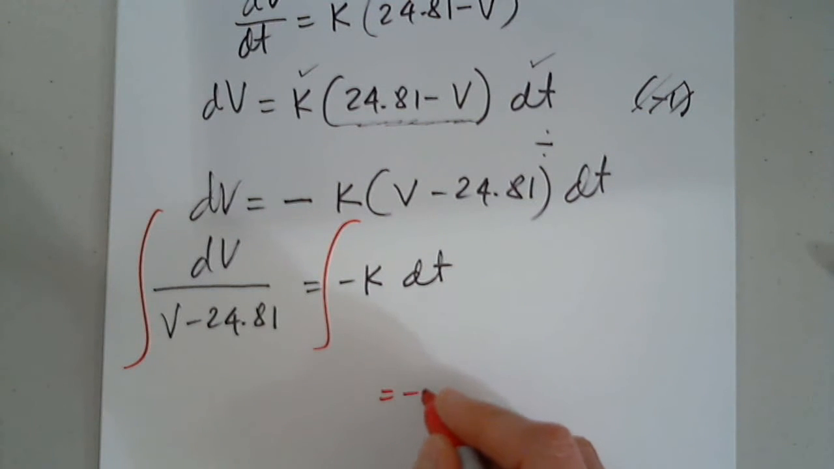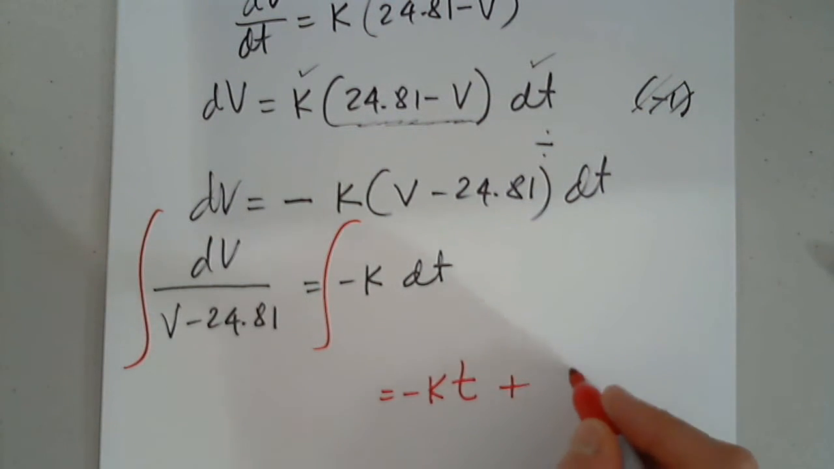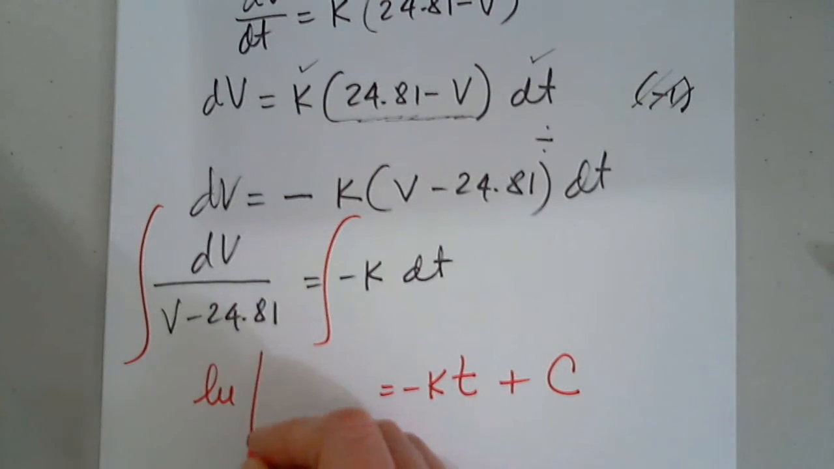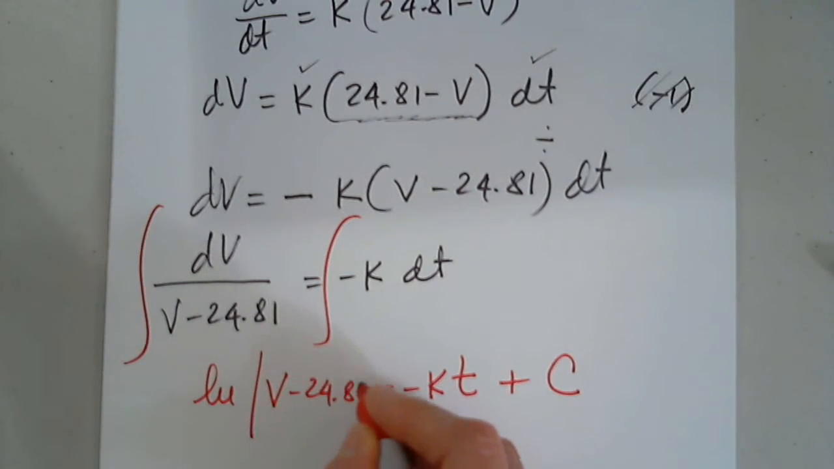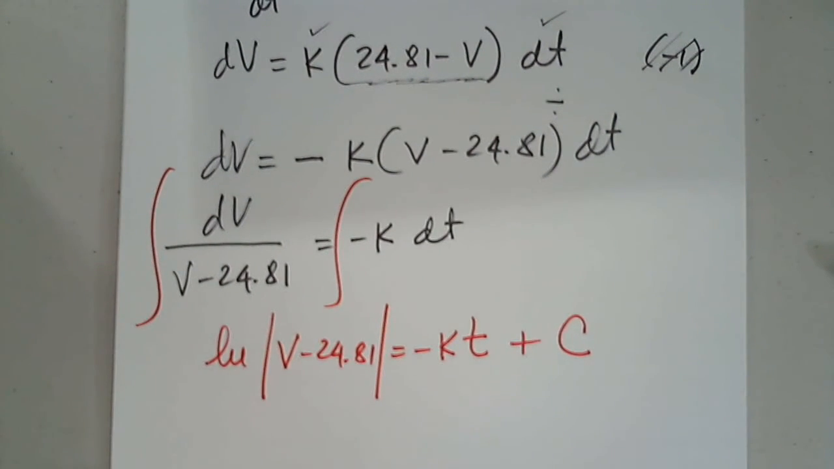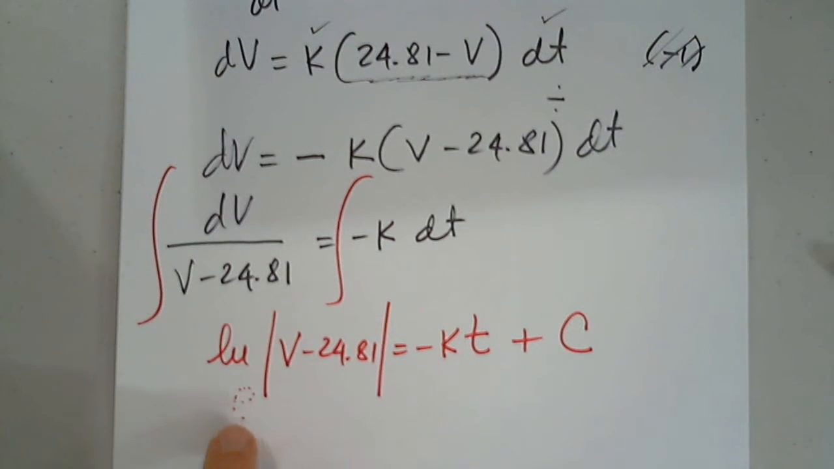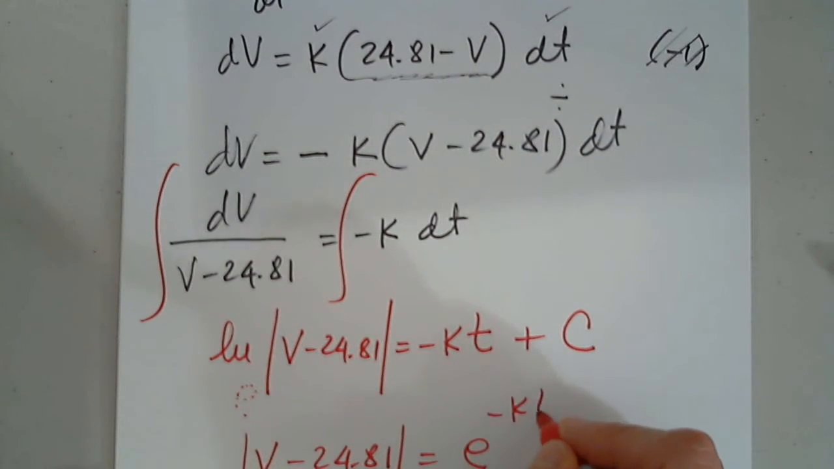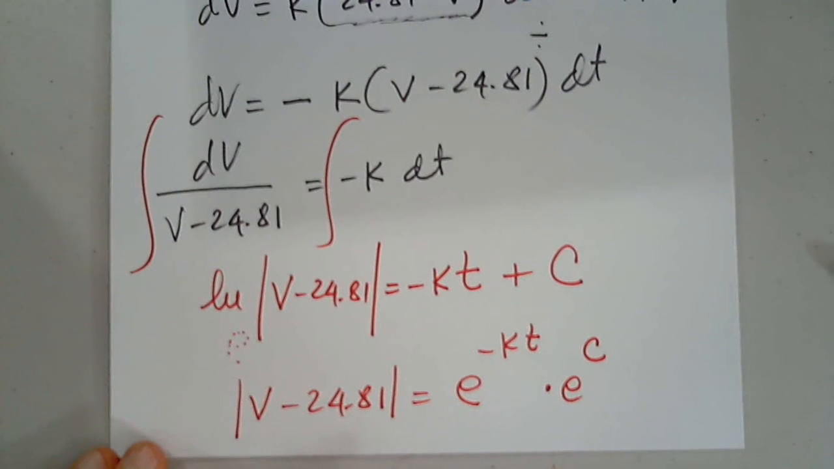The right hand side is nice, negative kt plus a constant c. This side is the natural log of the absolute value of v minus 24.81. Like before, e raised to this power equals that. So the absolute value of v minus 24.81 equals e to negative kt times e to c. I apply the property directly now since we applied it several times today. Okay, so now I am told this.